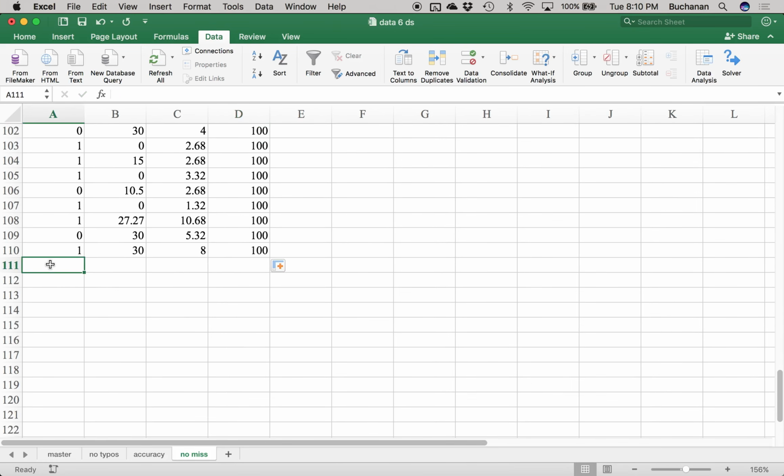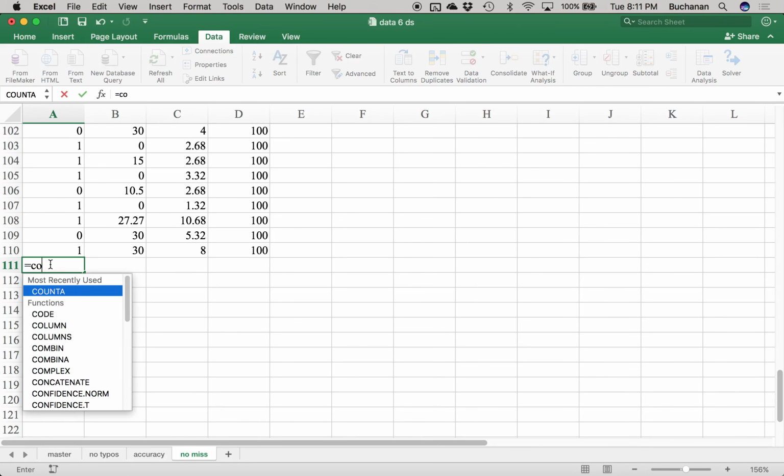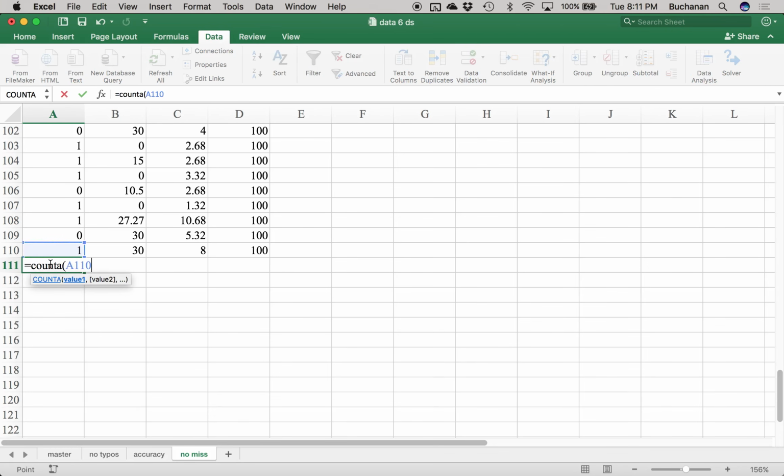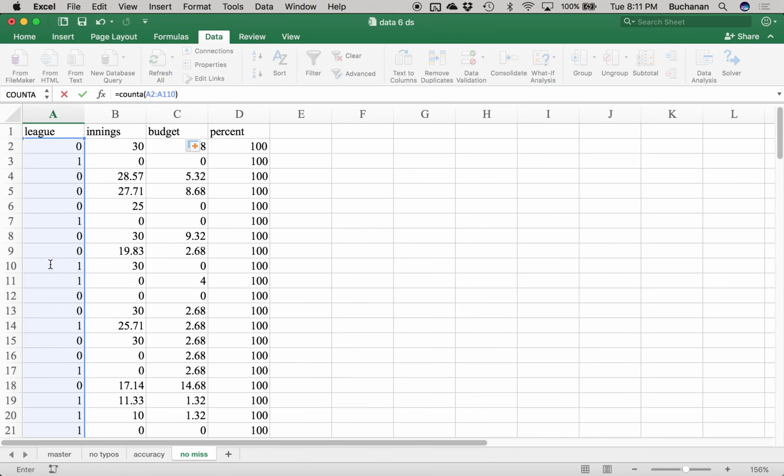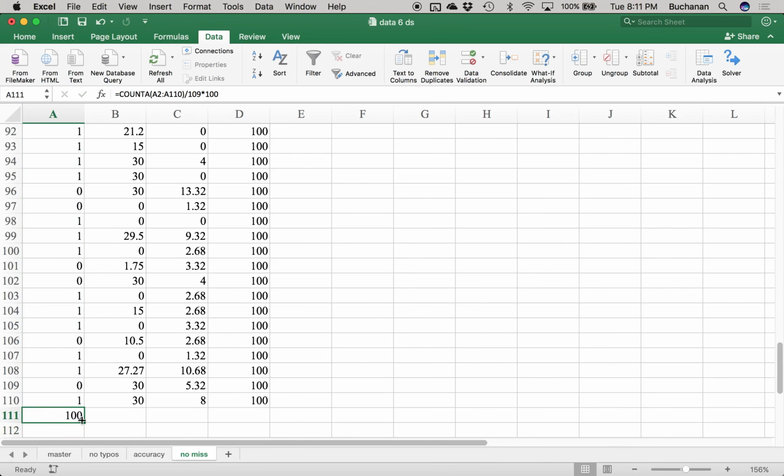If I wanted to do that by column instead, I would do COUNTA, highlight everything, divide by 109 participants or 109 team-year combinations, times 100 to get that %. And I'm doing good here too because I have all of my data across and down. So no missing data.